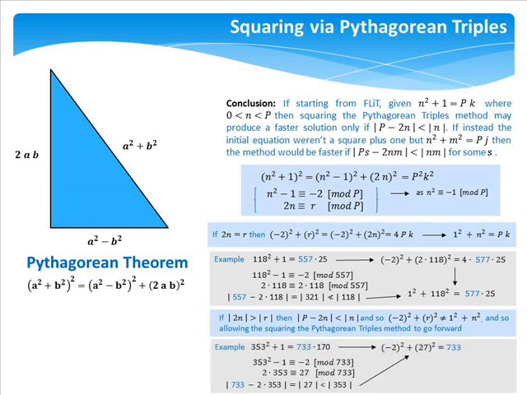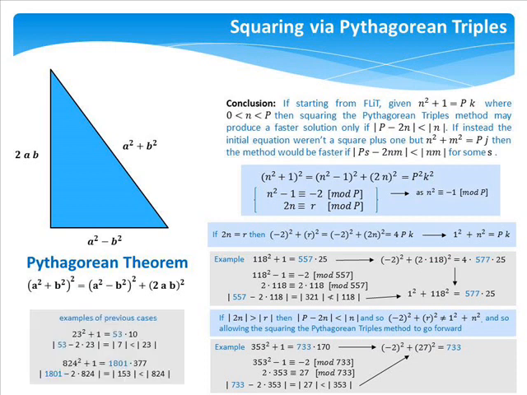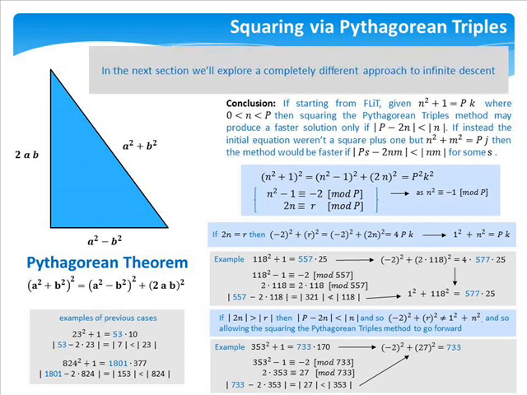Case prime 733 shows when the method works best, when p minus 2 times n is close to 0. It gives you the solution in just a few steps. And at your left, you can see how this applies to primes 53 and 1801, the cases seen before.